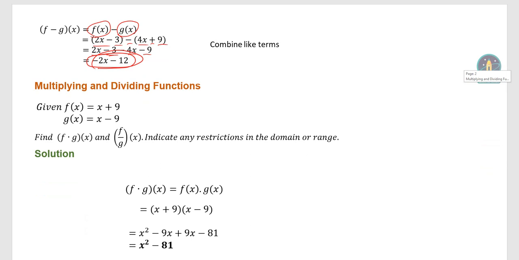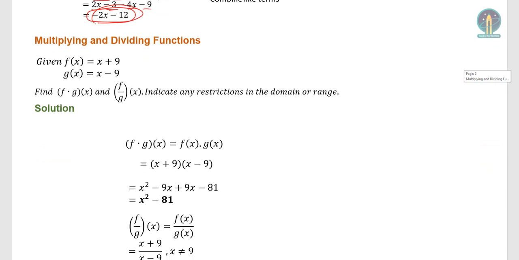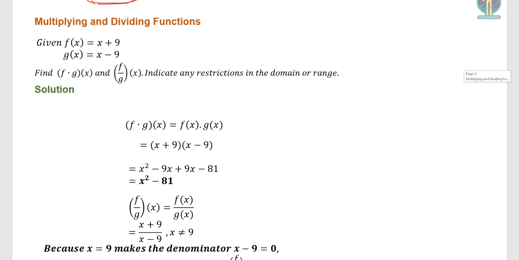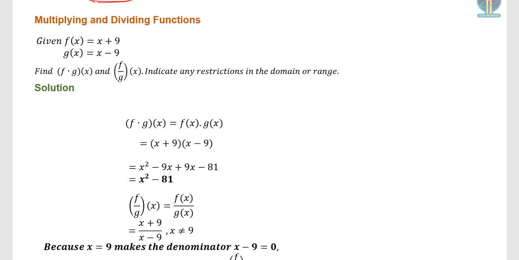Okay, now we're going to talk about multiplying and dividing functions. Given f of x equals x plus 9 and g of x equals x minus 9, find f times g of x and f over g of x. Indicate any restrictions in the domain or range. Okay, because again, we said that for division we have to be a little careful in order to avoid division by 0.